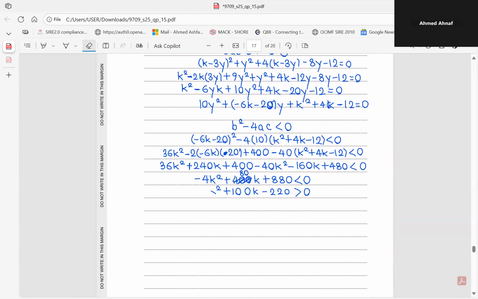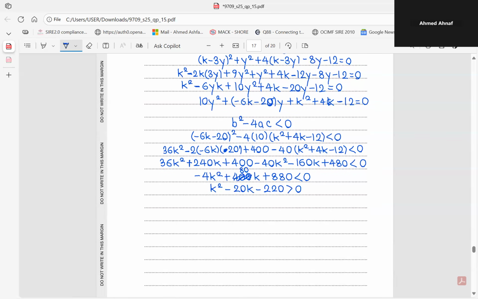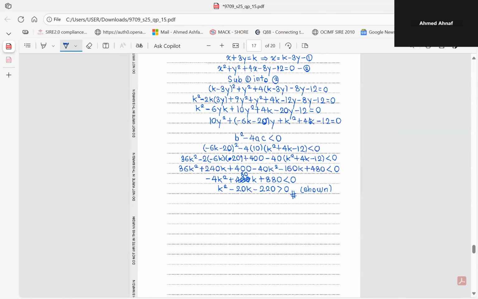Okay. And then again, we divide by negative 4. So this would be k squared minus 20k minus 220. Don't forget to flip the inequality sign, equals 0. So we have finally shown the result. So this would be our final answer for this part.